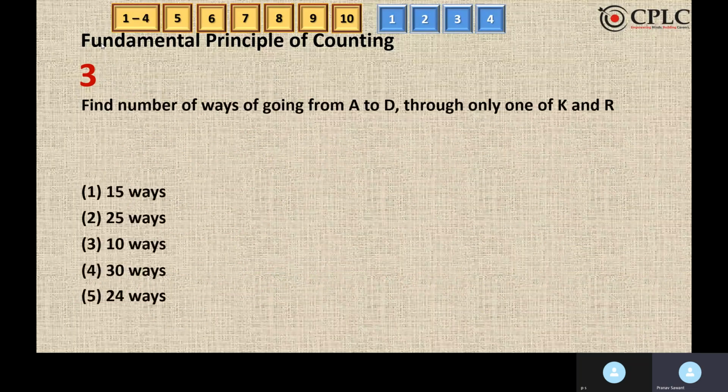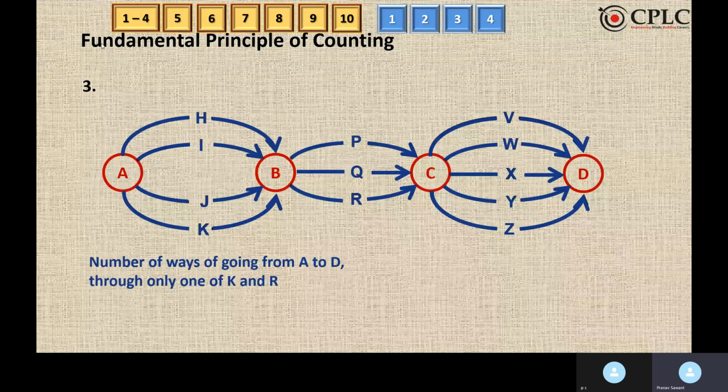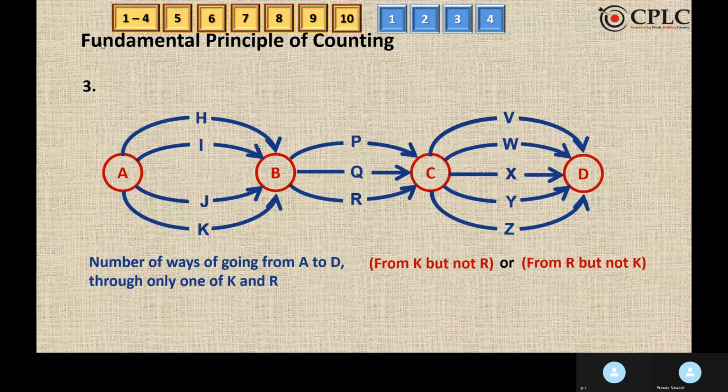Third question says find number of ways of going from A to D using only one of K and R. Using only one of K and R means we just have to use only one root out of K and R. So there would be two possibilities: K but not R, and R but not K. From K but not R, we are using one root to go from A to B, two roots from B to C, and from C to D there are 5. So 1 into 2 into 5, that's 10.